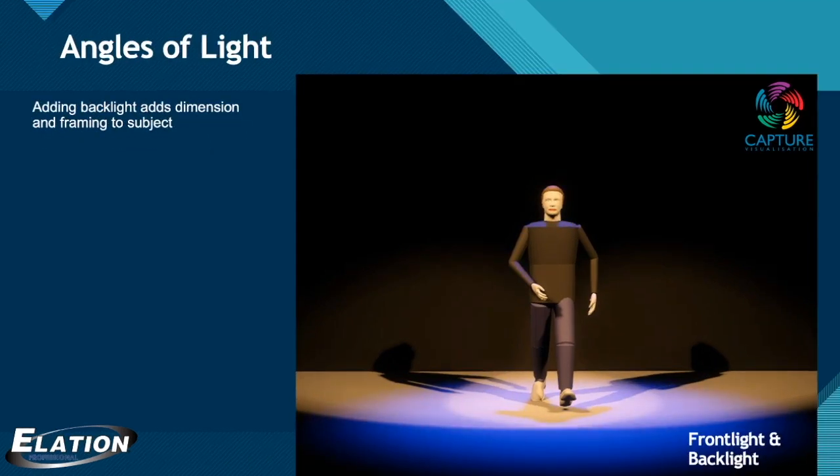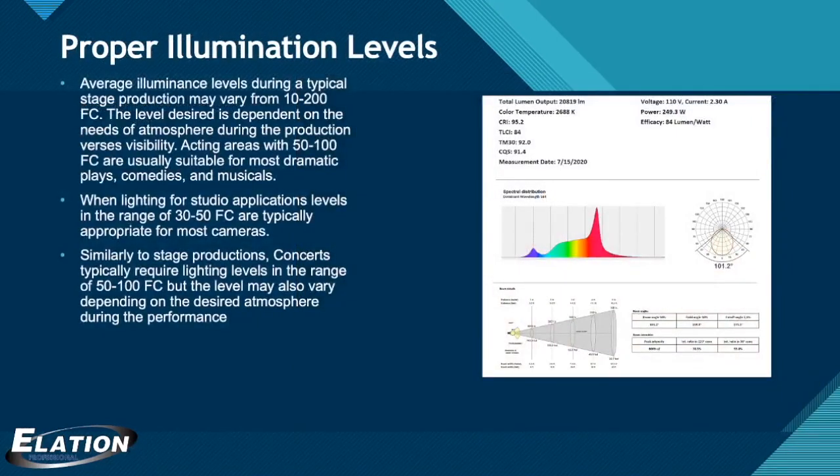Another thing that comes up quite often from individuals designing a system is what is the proper illumination level for the stage or for the space that I'm working on? How do I know when I have enough? Well, the average illuminance level during a typical stage production can vary greatly, from 10 to 200 foot candles.